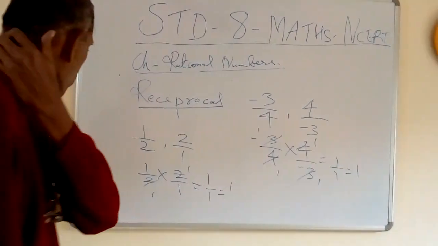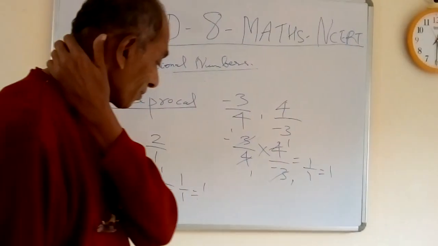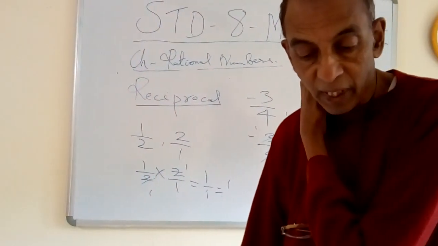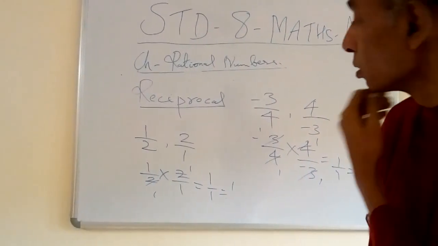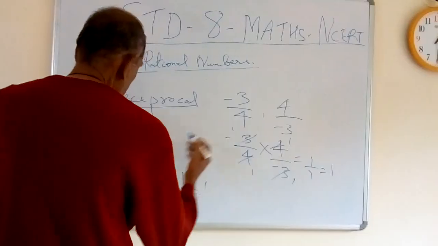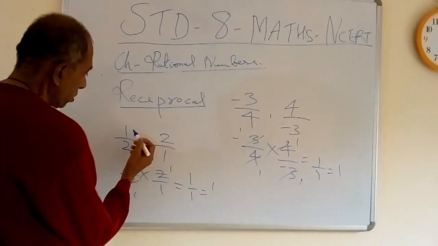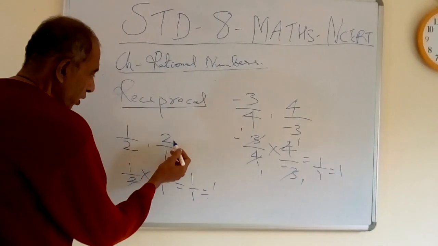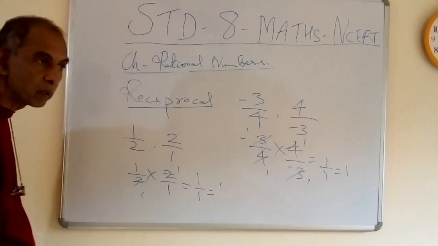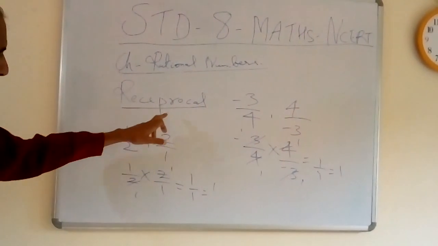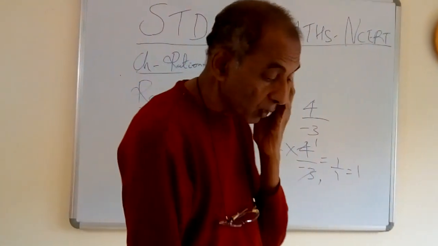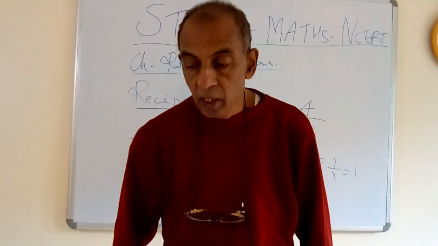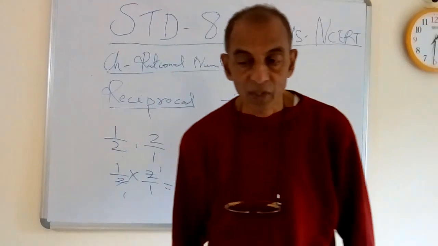So for the reciprocal of a rational number, you have to invert the number to get the reciprocal. Here, 1 upon 2: the numerator is 1, the denominator is 2. If you invert it, the numerator will become 2 and the denominator will be 1. So this is what is reciprocal. So we have seen additive inverse for rational numbers, and reciprocal also for rational numbers.